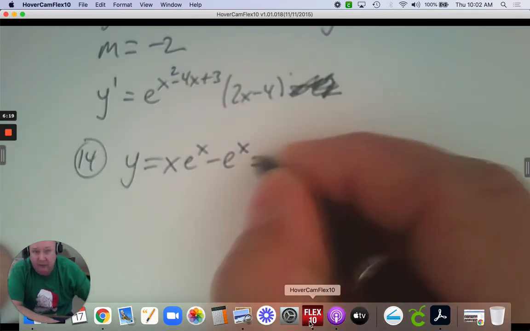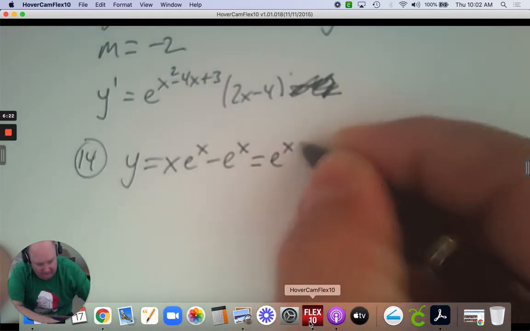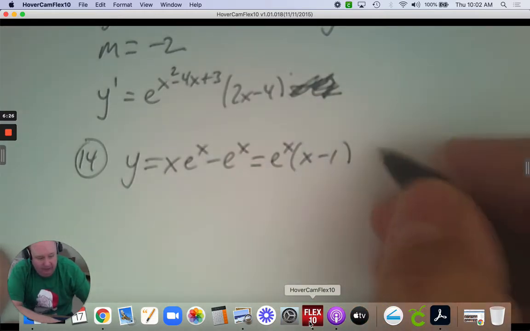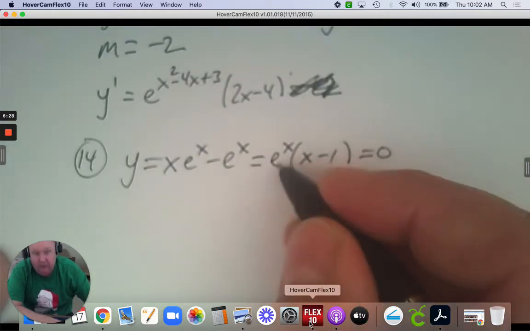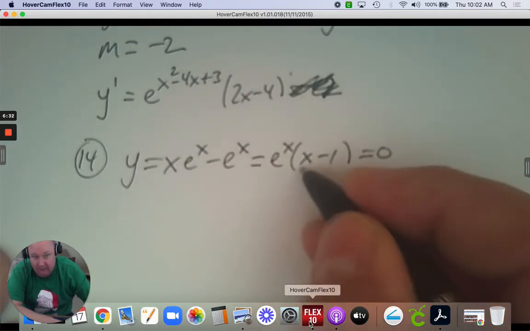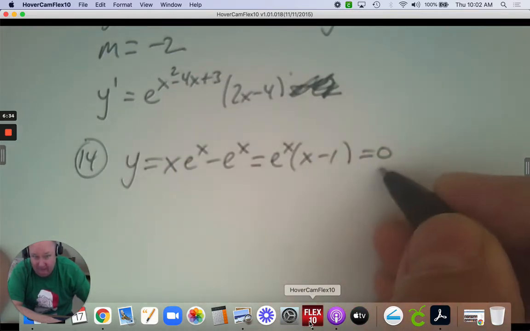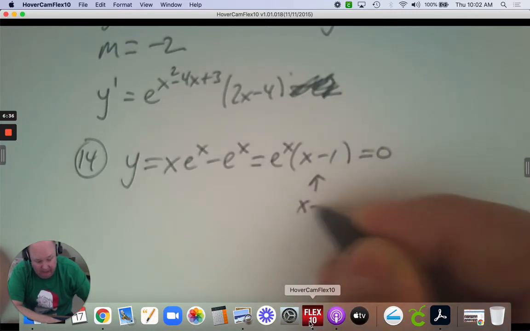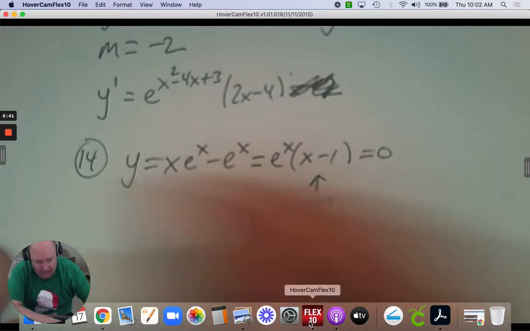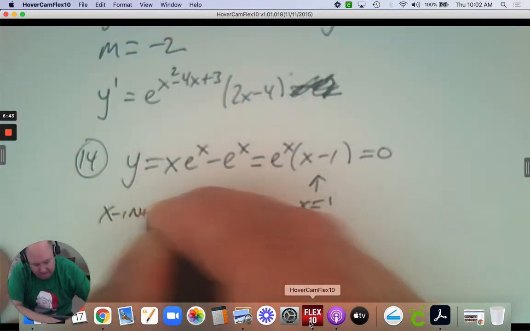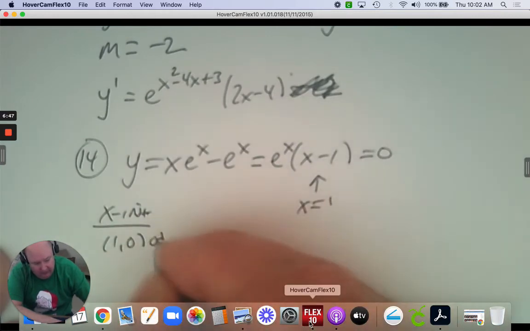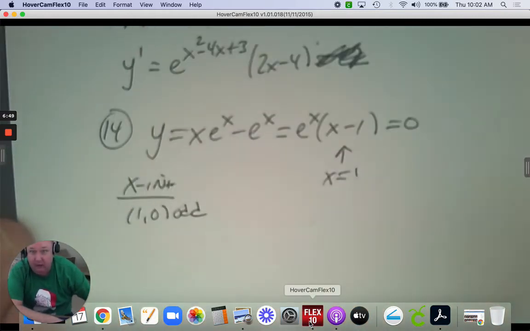The first thing I notice is that I can factor out an e to the x, and that gives me x subtract 1. So when I make it equal to 0, e to the x can never equal 0, so there's no solution there. But x subtract 1 can equal 0. So right away, I know when x equals 1, there's an x-intercept. That's a 0. So an x-intercept is at (1, 0), and it's odd, which means it's going to cross over. It has an odd exponent.